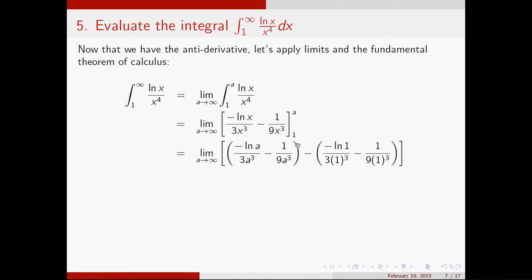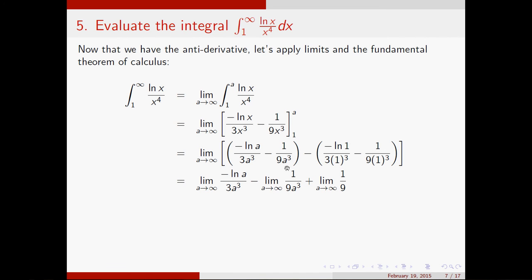So this is our function evaluated at a, negative natural log of a over 3a cubed minus 1 over 9a cubed. This is our antiderivative evaluated at 1. This whole piece over here just becomes 1/9, because the natural log of 1 is 0. And then in the middle, I split this up and wrote it as 3 different limits because I thought that would be easier to work with. This one is the easiest one to start with. What's the limit as a goes to infinity of 1 over 9? Well, it's just 1 over 9.